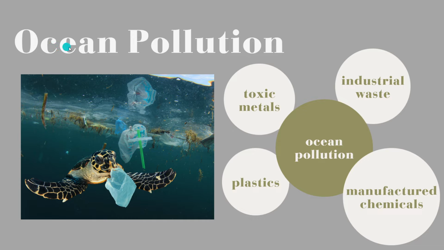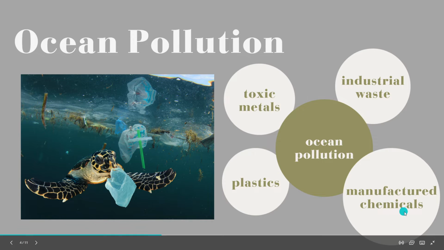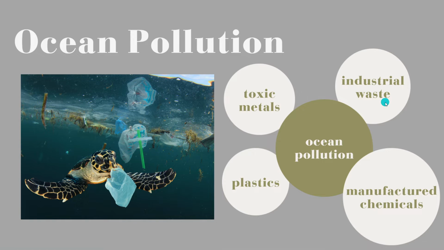Ocean pollution is widespread and worsening, which threatens human health and well-being. It is a complex mixture of toxic metals. Examples of toxic metals are lead and cadmium, as well as plastics, manufactured chemicals, and industrial waste, which come from factories.